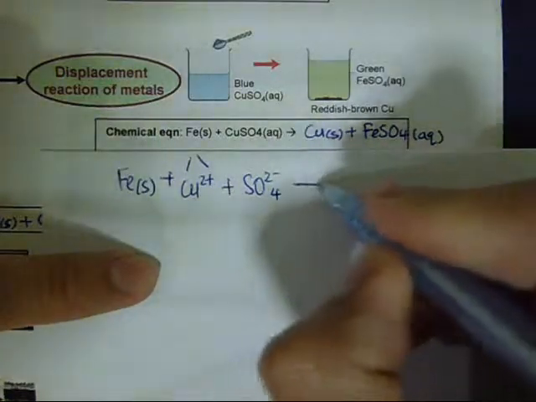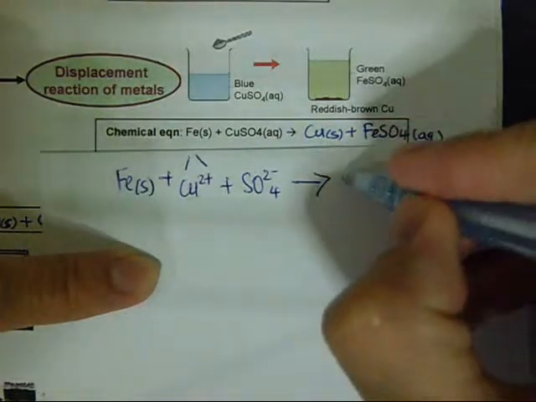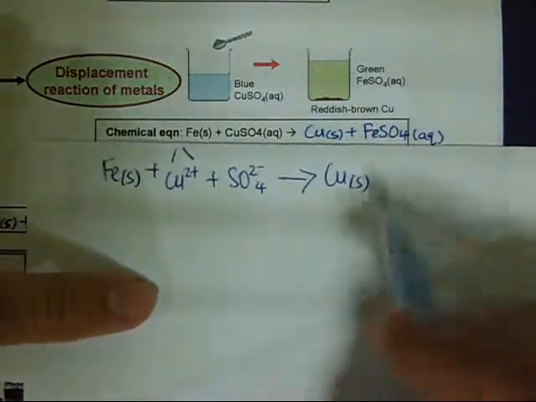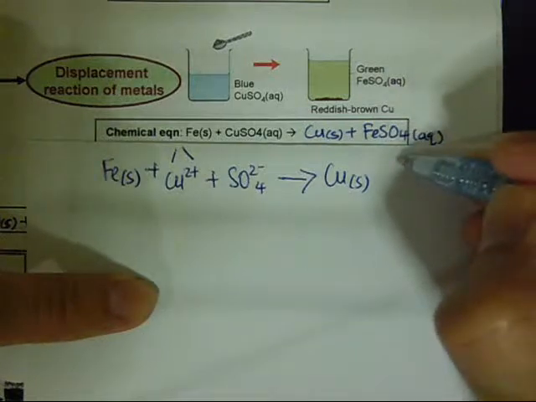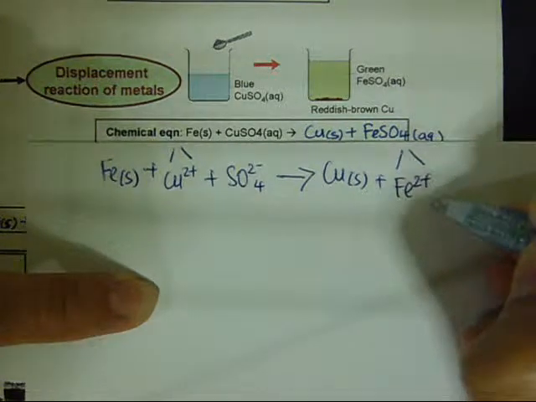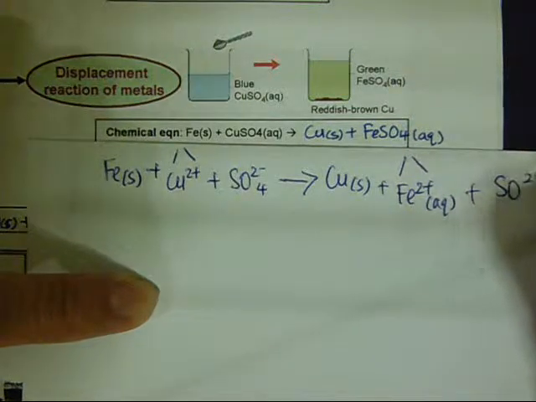Then after that, copper. It is not in aqueous state, so write it as it is. And then iron 2 sulfate, this one is in aqueous state, so you split it into iron 2 as well as sulfate.